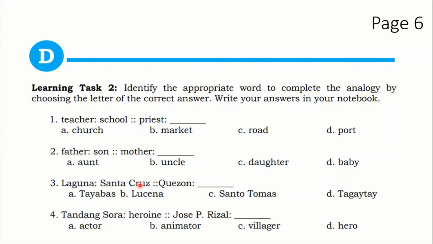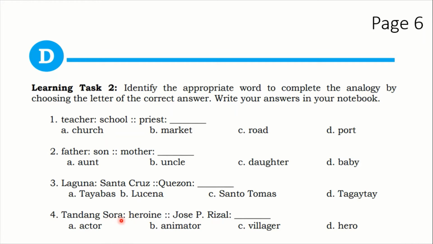Number 3. Laguna is to Santa Cruz as Quezon is to blank. Santa Cruz is found in Laguna. Which of the following is found in Quezon? A. Tayabas, B. Lucena, C. Santo Tomas, D. Tagaytay.